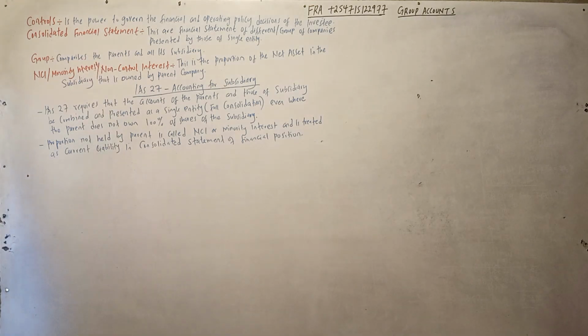So the NCI, non-controlling interest. The word NCI means the non-controlling interest. This is the proportion of the net asset in the subsidiary that is not owned by the parent, or the parent does not control. So we shall talk about it later.